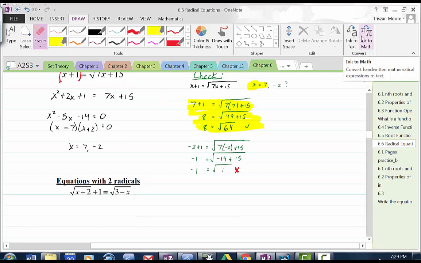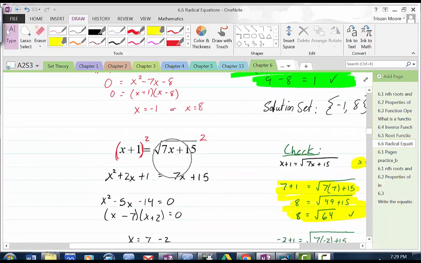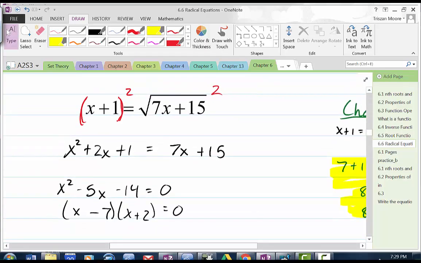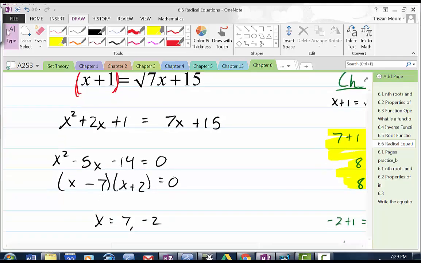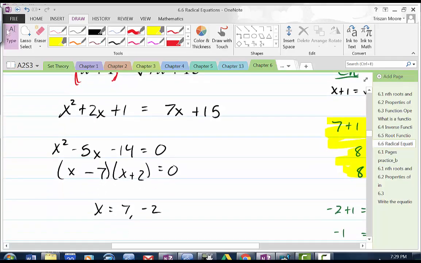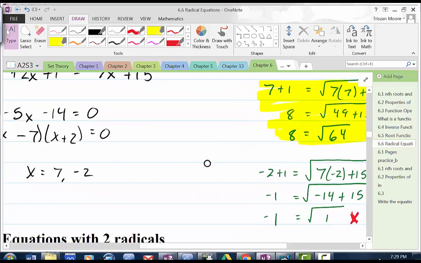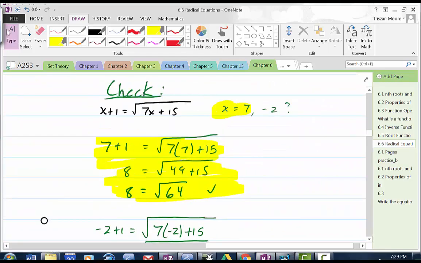Now, as you can see here, when I solved this problem, I squared both sides. On the left side, x squared plus 2x plus 1 equals 7x plus 15. And then from there, I set both equal to 0. I ended up with x equals 7 or negative 2. I hope you ended up with the same thing. So either x equals negative 2 or 7. Then I had to go check them.